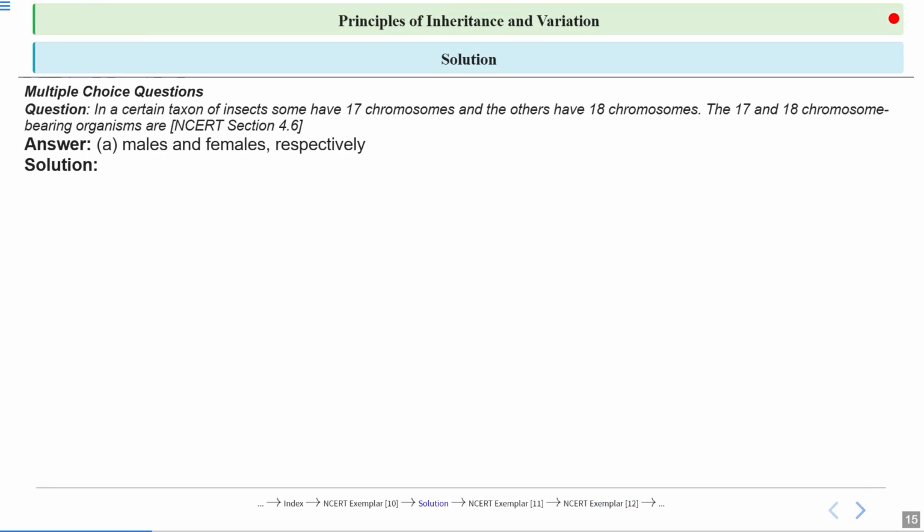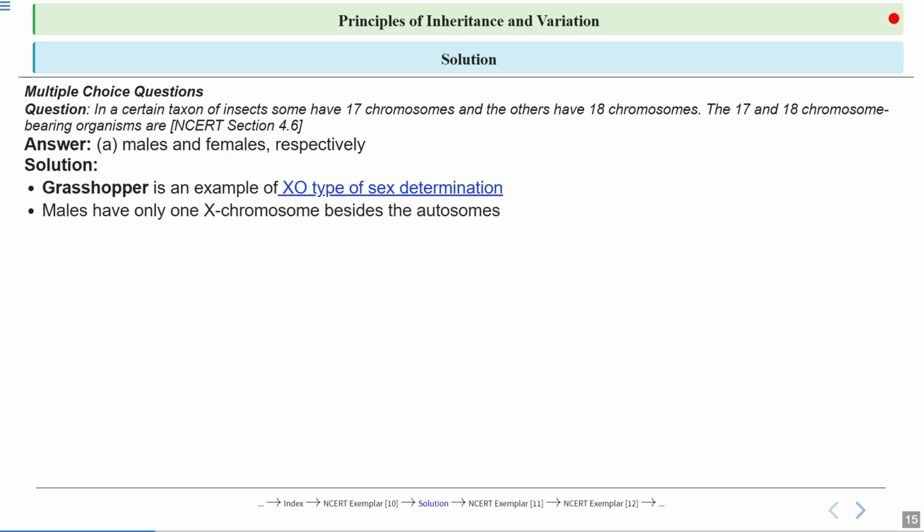Let's have a look at the answer. Option A, males and females respectively. This is an example of the XO type of sex determination system, which is seen in grasshoppers and cockroaches. Here the males have only one X chromosome and the females have a pair of X chromosomes. So females have one chromosome more than males. Clear? Females will have 18 chromosomes here and males will have 17 chromosomes. Clear?